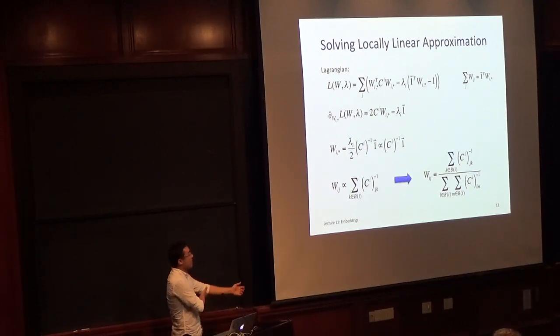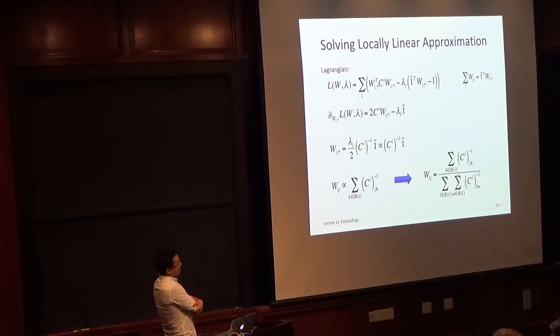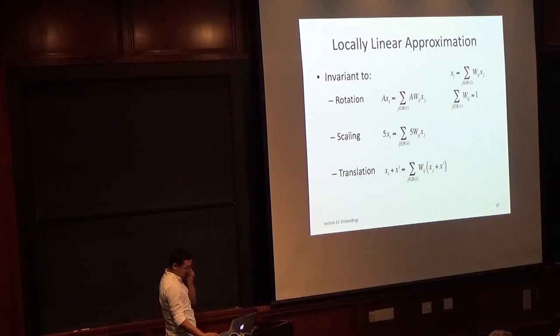So now if I can compute this C matrix and invert it, I have one C matrix per data point, and I can invert it. Then I have this closed form formula for the weights. So this is just a way to estimate the local linear relationships of every data point.